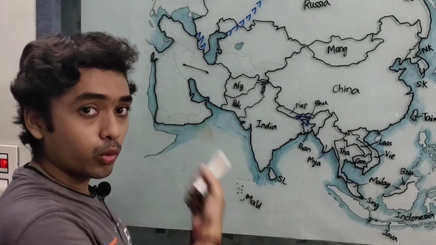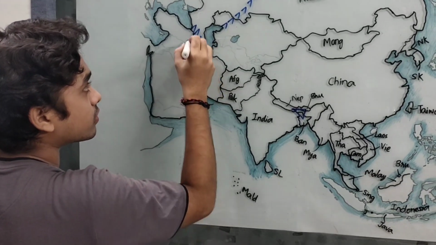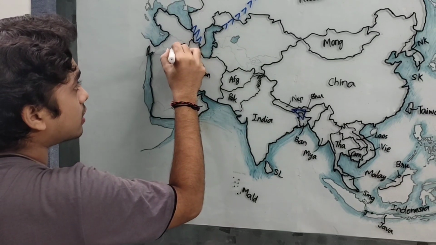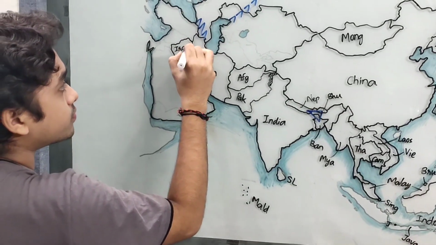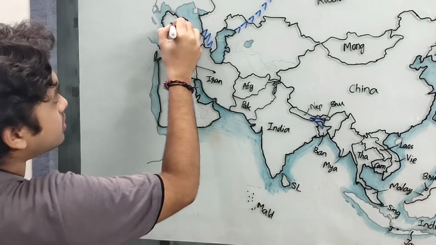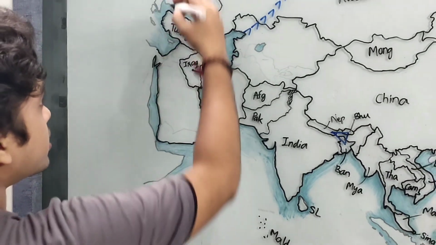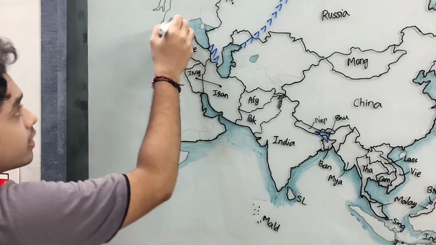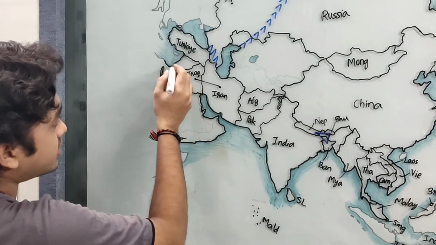Now, as we've completed this part, let's move on to west, where we find these two countries. Both start with the same letter. This is Iran, and this right here is Iraq. Iran and Iraq. Then we have Turkey. This is also a country that is present in both the continents, Europe and Asia. A small part here actually is present in Europe.